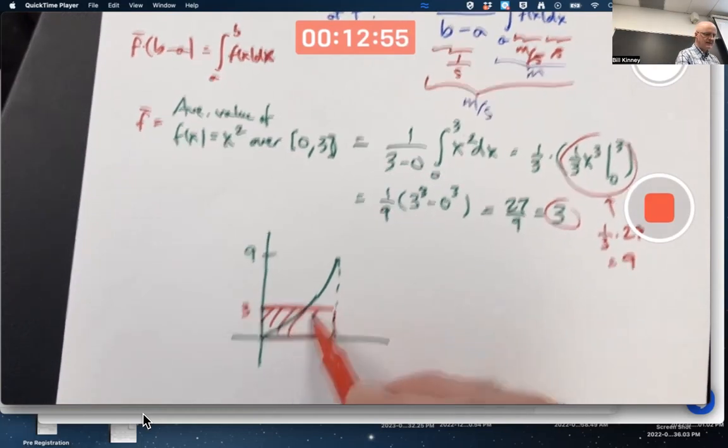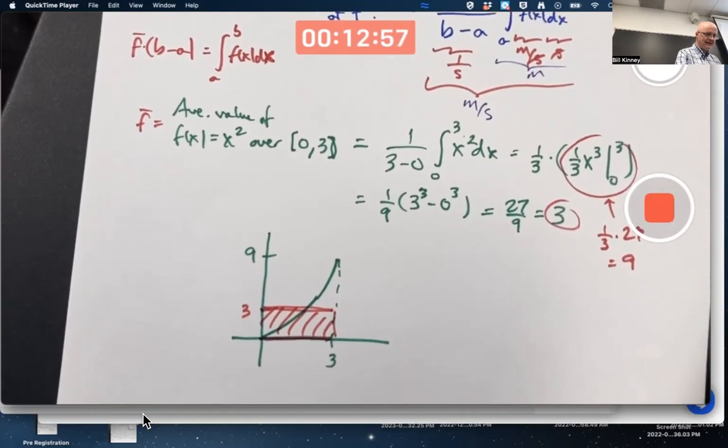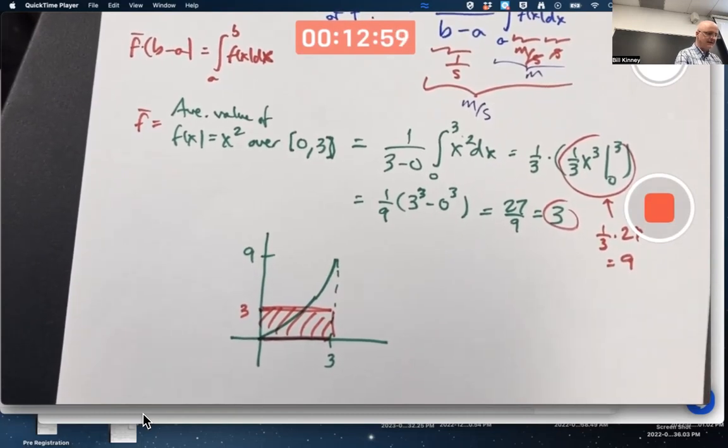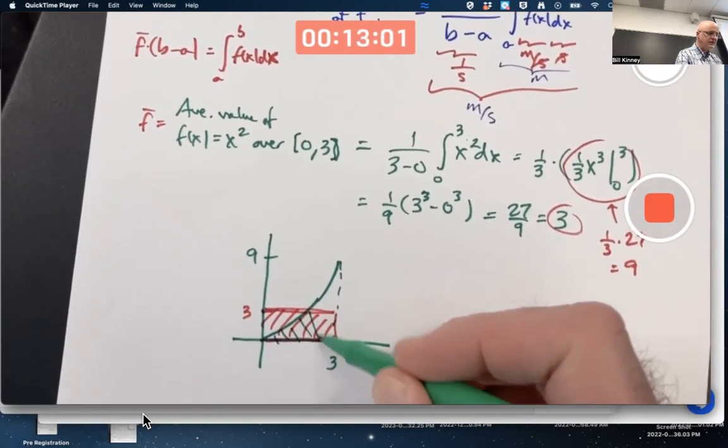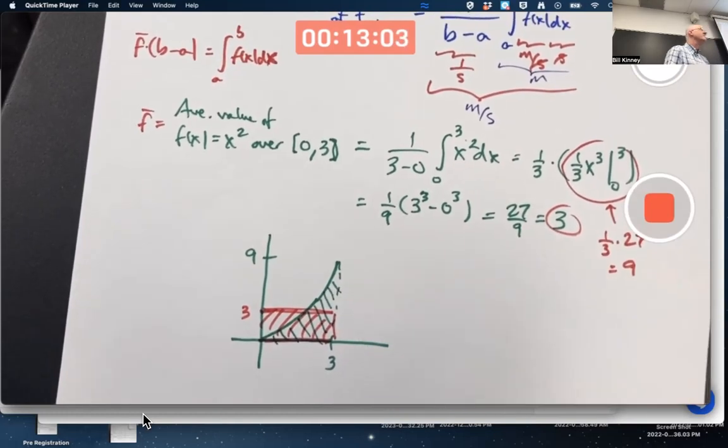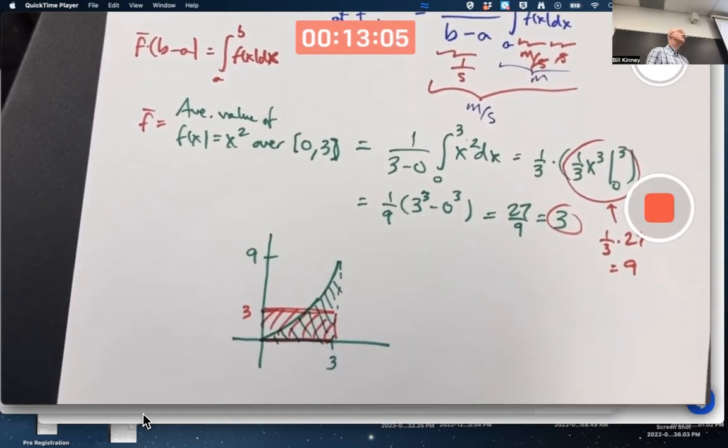This area and this area are the same. That's the way to geometrically interpret the average value. Does it have any uses? Well, sometimes you're just interested in knowing what is the average value of a function.